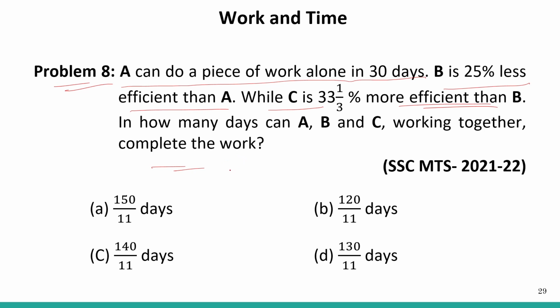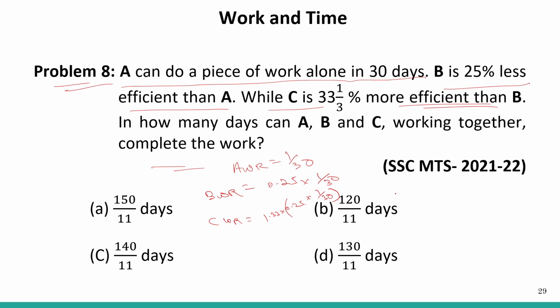Okay, so here A's work rate is equal to 1 by 30. B's work rate is 25% less, so B's work rate is equal to 0.25 into 1 by 30, right? And C's work rate is equal to what? C is 33 and 1 by 3% more efficient than B, so it will be 1.33 into 0.25 of 1 by 30.